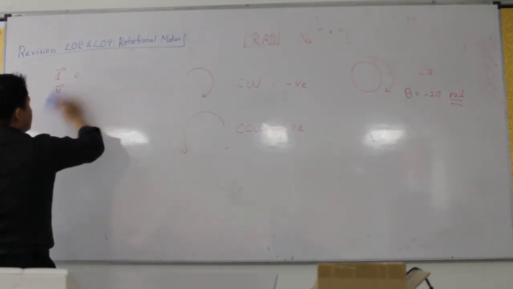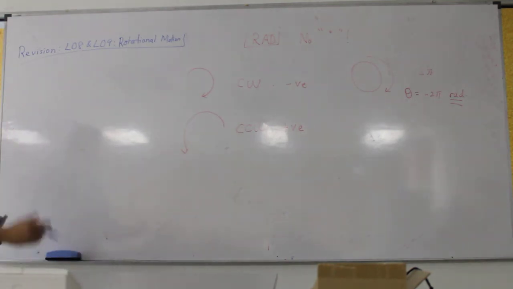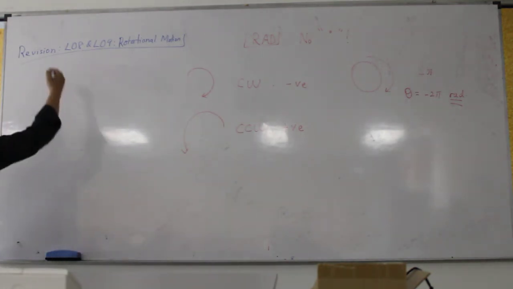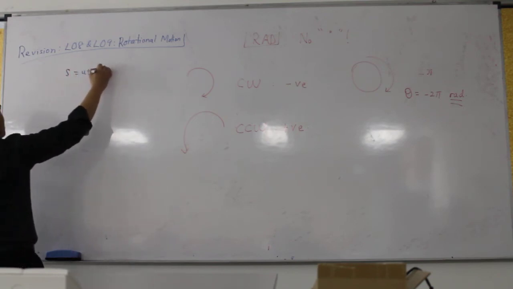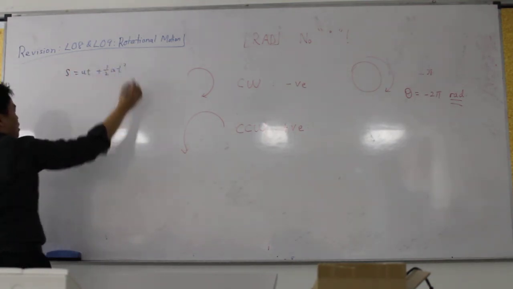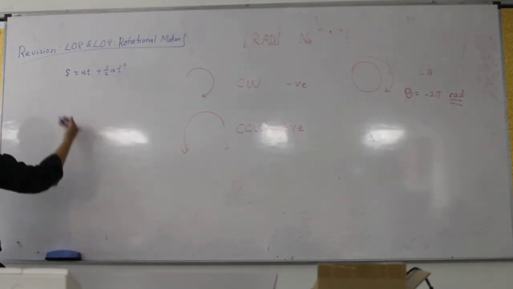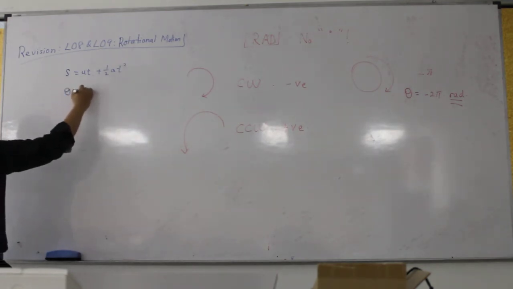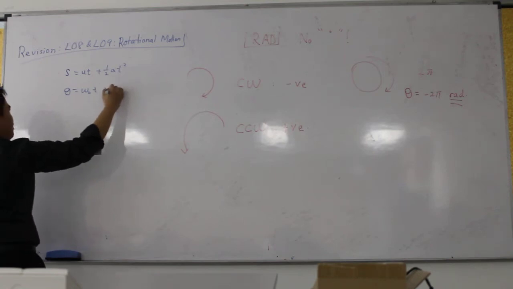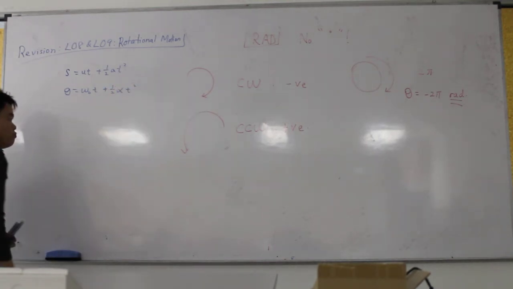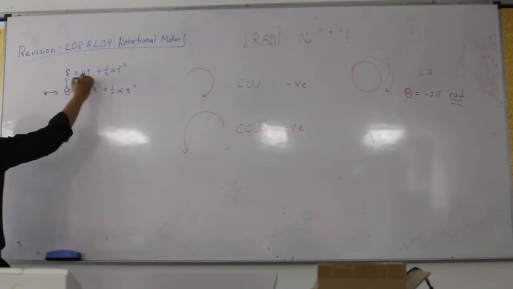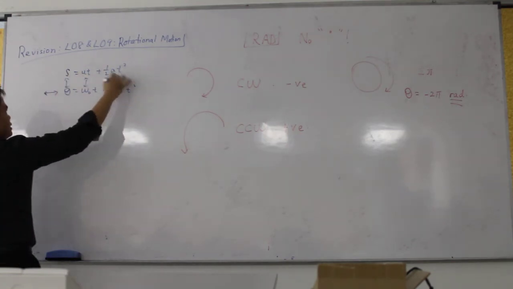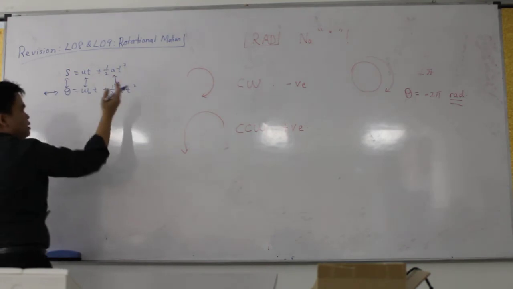Let me move forward. For the rotational part, we cover rotational kinematics. In the linear kinematics, let's say x equals ut plus half at squared. On the other hand, for the rotational, it's an analogy: theta equals omega naught t plus half alpha t squared. Compare each other, more or less just the same, but this is for the linear, this is for the rotational.